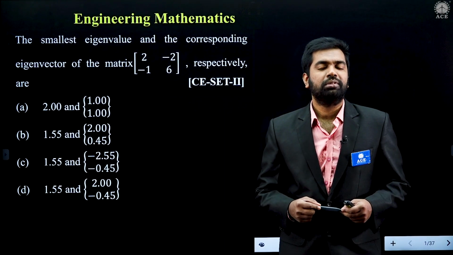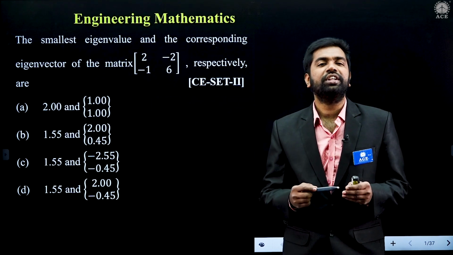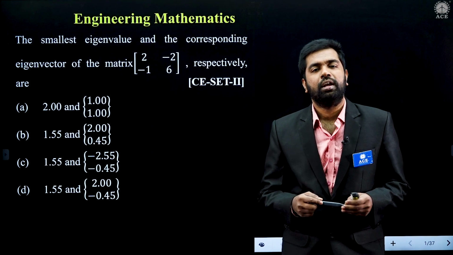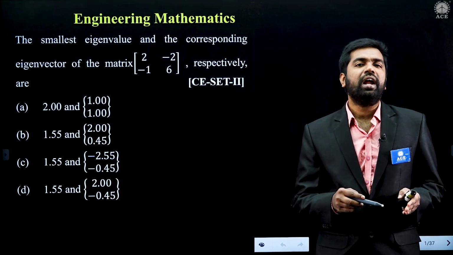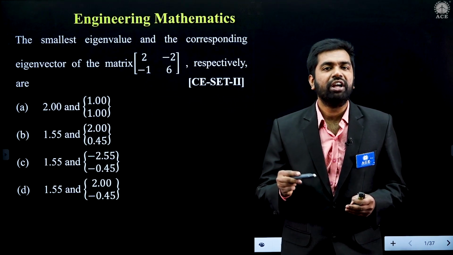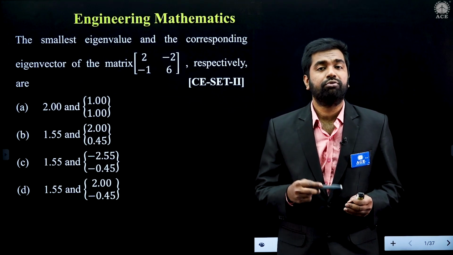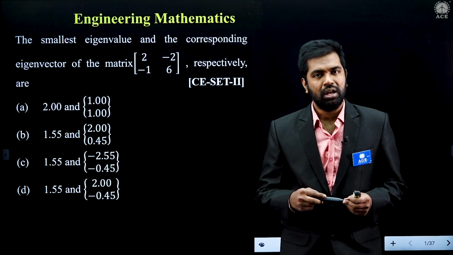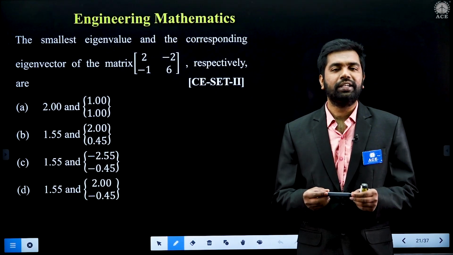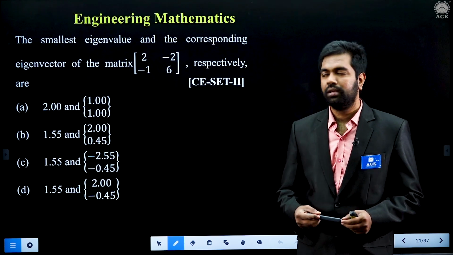In this video, let us look at Civil Engineering GATE 2021 Mathematics questions. Now from both set 1 and set 2, there were 9 questions each. 5 1-mark questions, 4 2-mark questions. Let us look at their solutions. Let us look at set 2 questions.